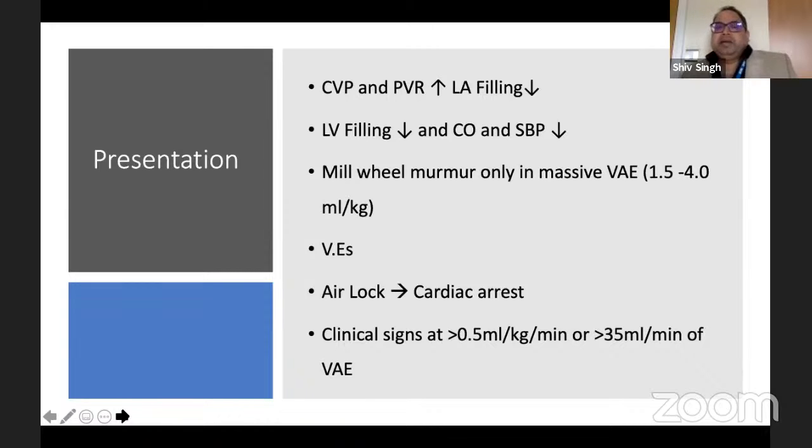Now, clinically, a mill-wheel murmur can be heard. I have actually heard it once, and this happens in massive venous air embolism, where the embolization is 1.5 to 4 ml per kg body weight. You can get lots of ectopics. Ventricular ectopics are common, and if the air goes into the pulmonary circulation, there can be airlock and cardiac arrest. The clinical signs are normally seen when the air embolization occurs at the rate of 0.5 ml per kg per minute, or around 35 mL per minute in an average 70 kg man. So that's when you normally see the clinical signs.